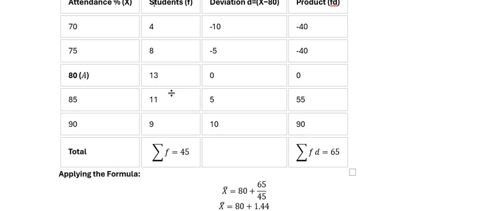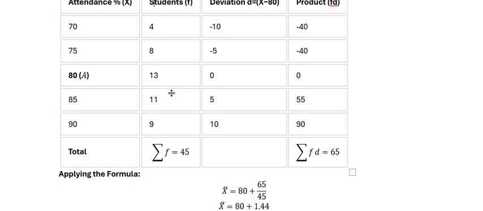145 minus 80 is equal to 65 in the positive. Now the formula, as I have discussed in the past, is mean equal to assumed mean plus sigma fd upon sigma f. So put the value here. Assumed mean we have kept 80, plus sigma fd is coming in the solution as 65, and the number of students, that is sigma f, is equal to 45.